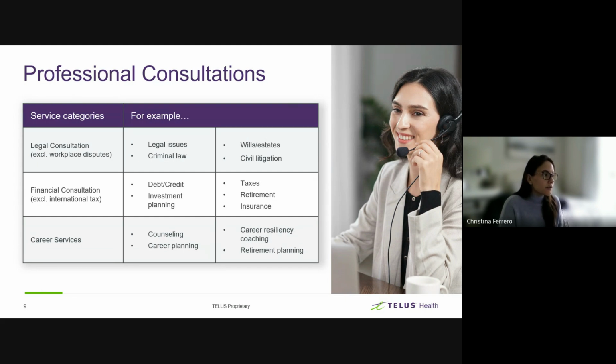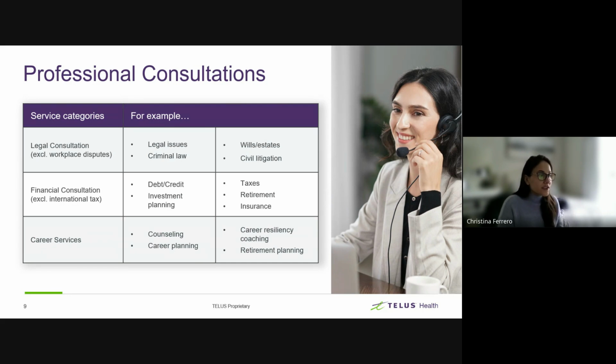Same thing with financial consultations. This can be spoken about if you have a debt question or credit, or let's say you want to start investing, taxes, retirement, insurance, anything regarding that. This financial consultation can absolutely cover that for you. Again, if your question or conversation requires more resources, they will give you a recommendation for someone in the area if you would like to continue on.